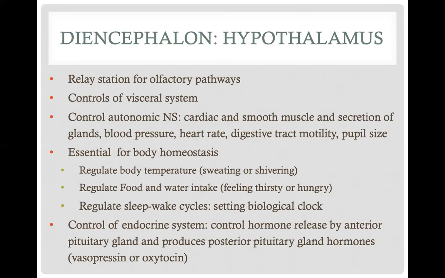In terms of the control the hypothalamus has on the pituitary gland, I'm going to make a quick note for you. For the anterior pituitary gland, the hypothalamus does not produce its hormones, but it controls the release of those hormones. The posterior pituitary gland does not produce any hormones on its own. Rather, it stores the hormones that were produced by your hypothalamus.